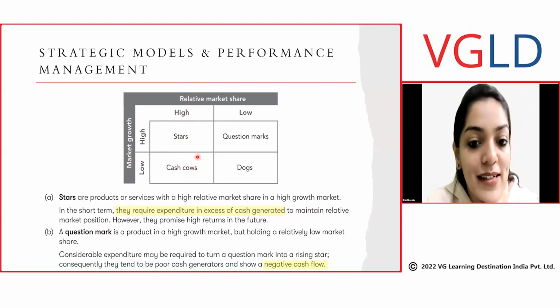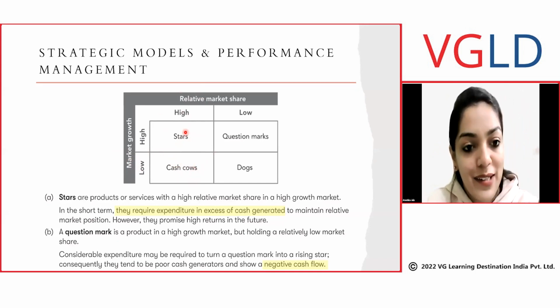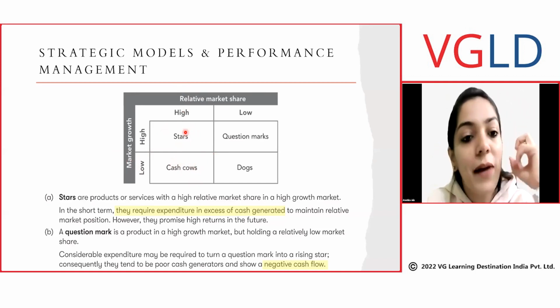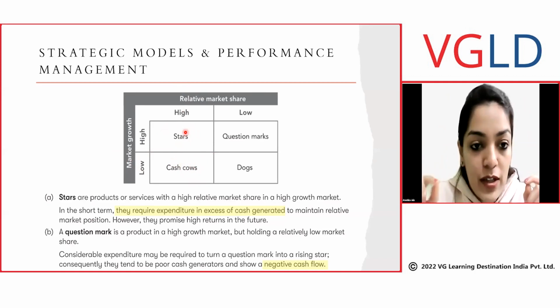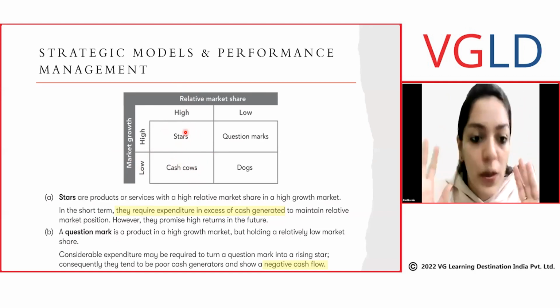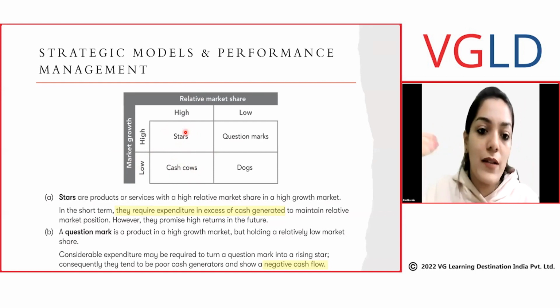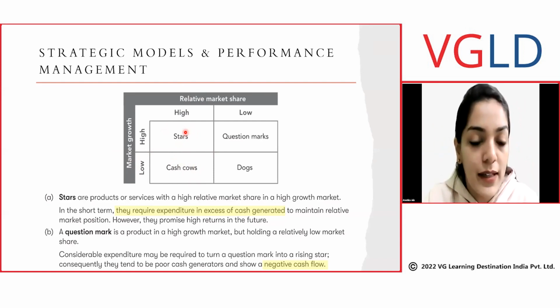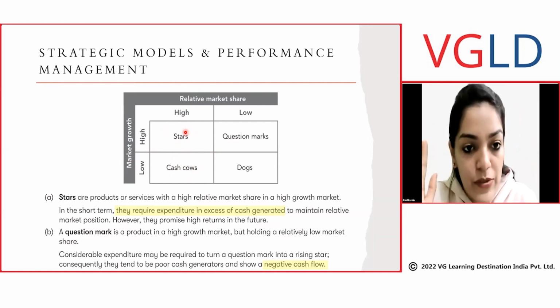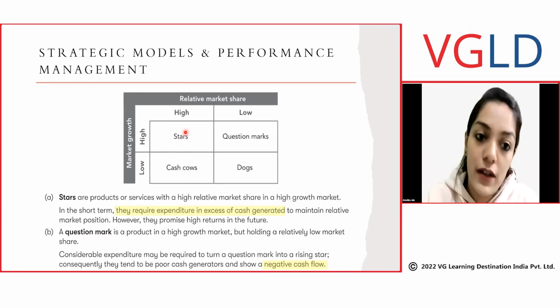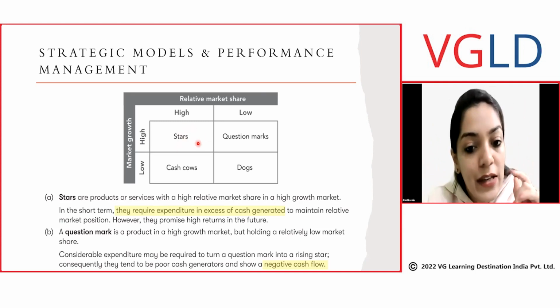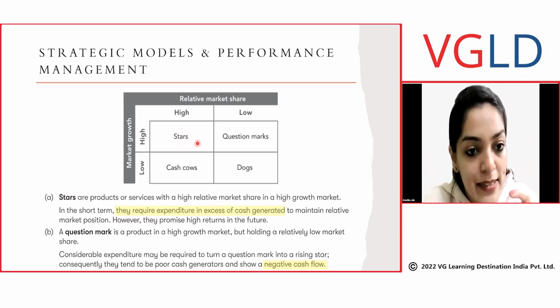So are you able to understand? Star would be your FMCG business, because it has a high market share. It may not be the market leader. See, high does not mean having a greater than 1 relative market share. It means comparatively high. It has not been defined, so I will also not say greater than 0.5 is a high market share. It has not been defined in the BCG matrix. So it is a high market share. It has high market growth. FMCG as a whole is growing. So that is why FMCG is a star for ITC.